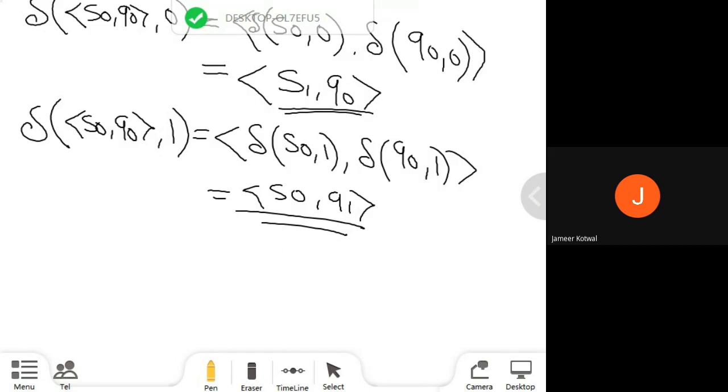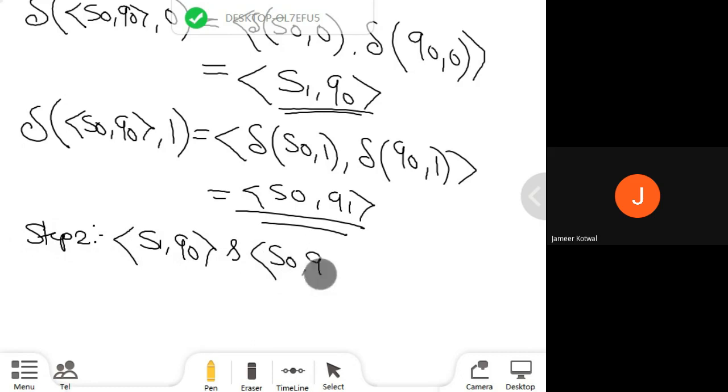Check whether they are already processed or not. So this one is not processed, बरोबर. So in step number 2, you are going to consider the states S1 Q0 and S0 Q1 for expansion.